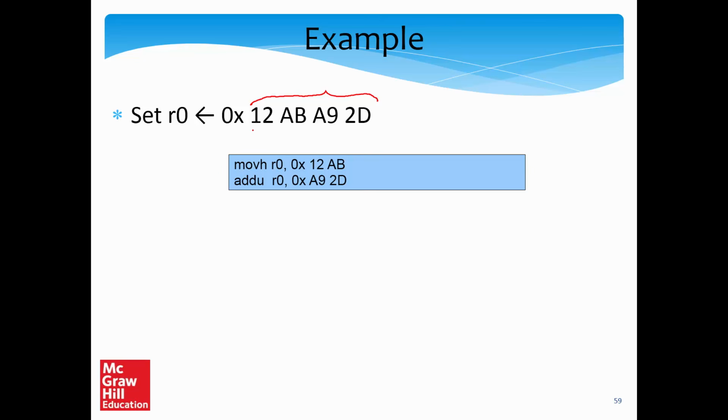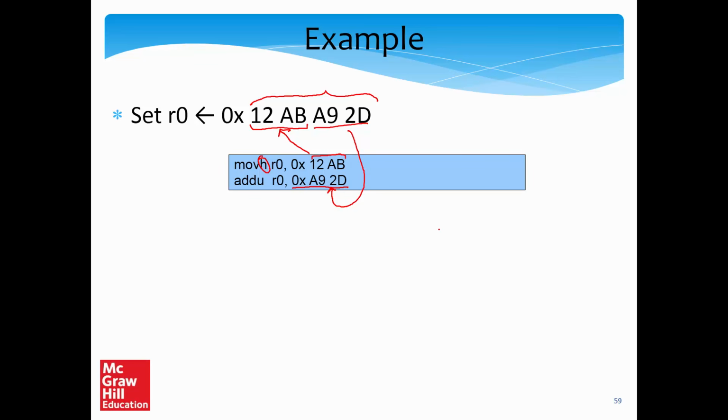So the first problem is that we need to take 1 2 AB and load them in the two upper bytes. That's very easy. So we consider 0x12AB, right, in the hex form. We use the H modifier to actually move this to the two upper bytes. Then we need to move A9 2D to the lower bytes. So this is also easy.